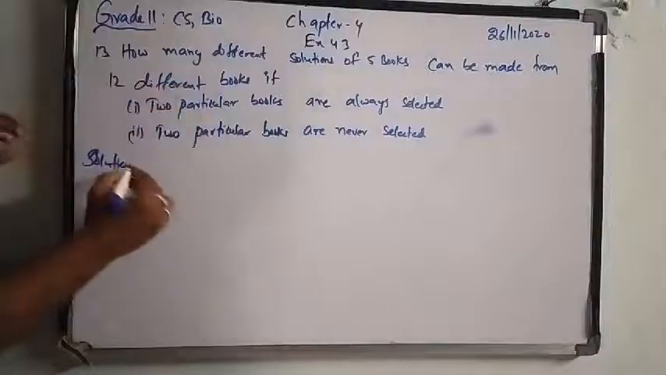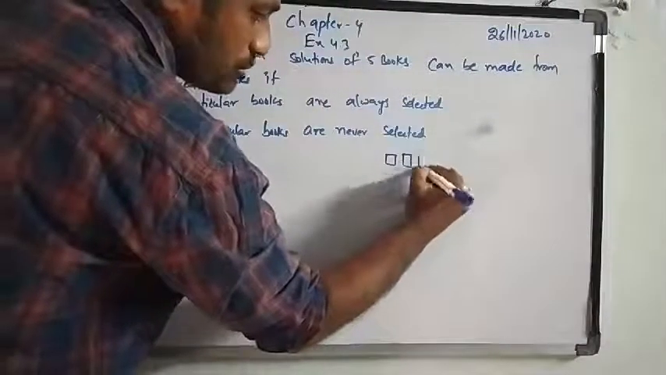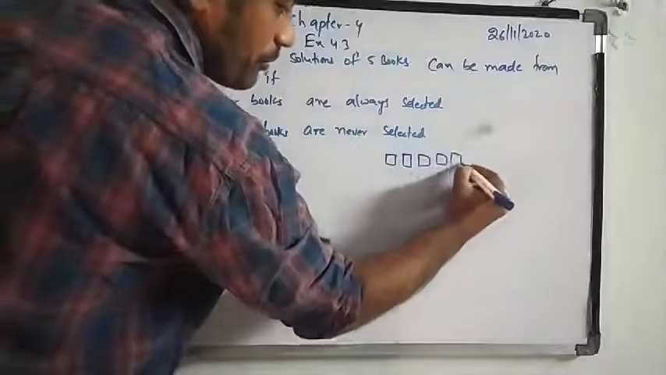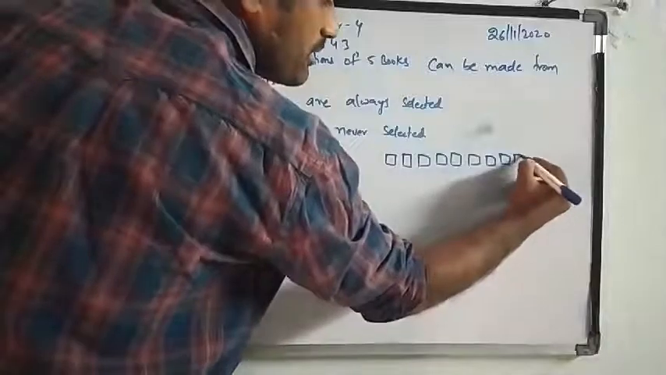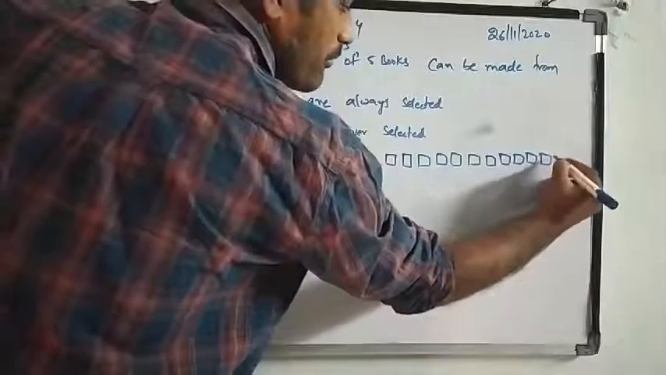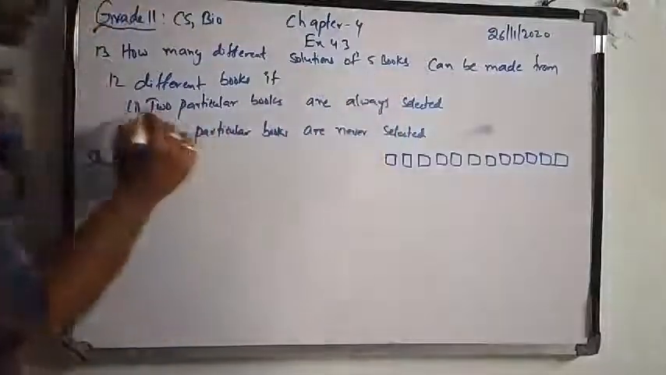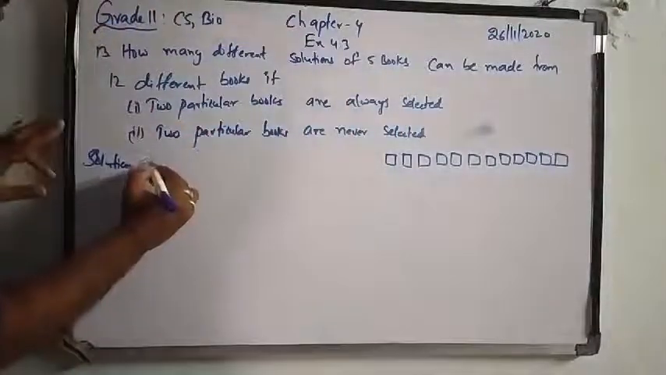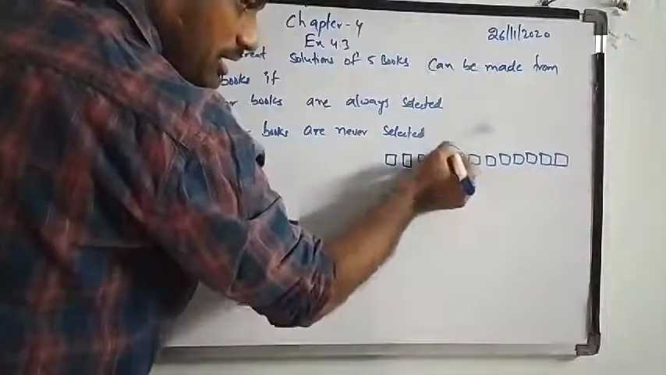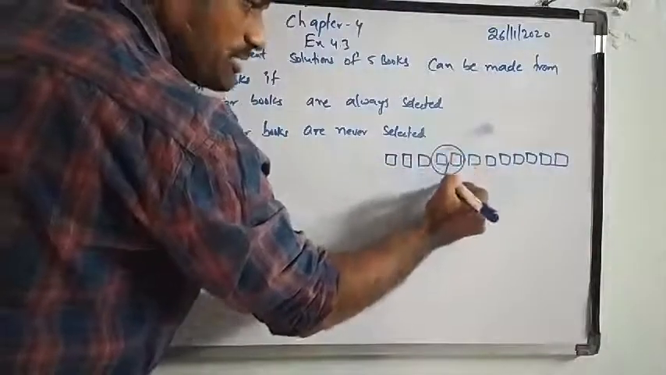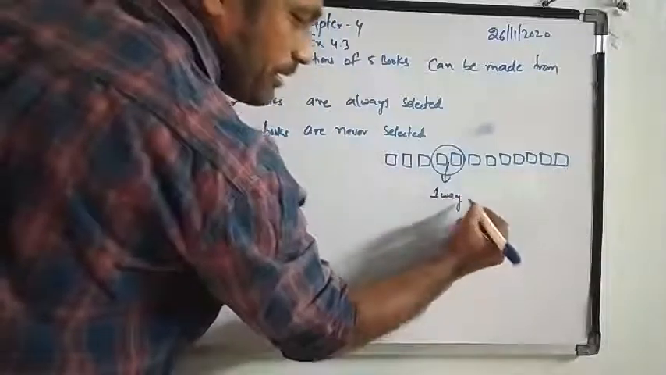So totally there are 12 different books. So let me write 12 different books: 1, 2, 3, 4, 5, 6, 7, 8, 9, 10, 11, 12. So out of these 12 books, in the first subdivision, 2 particular books are always selected. So let us take any 2 particular books. If we are selecting these 2 particular books, it will be in one way.